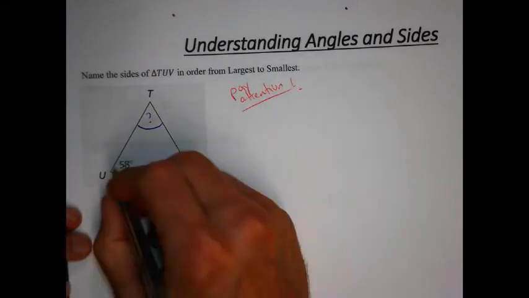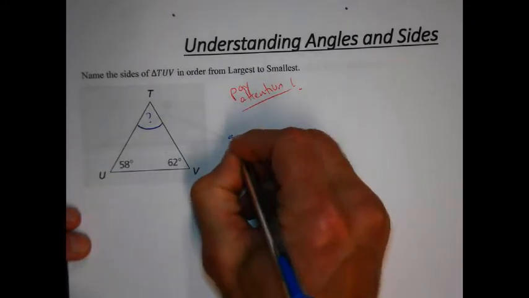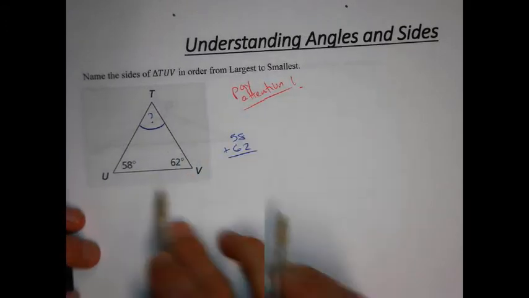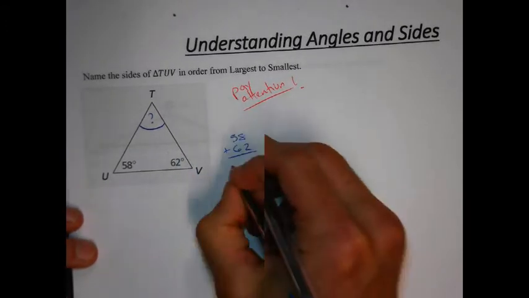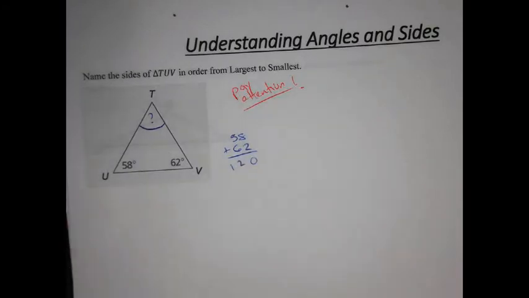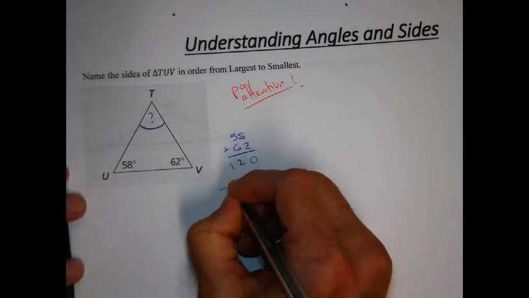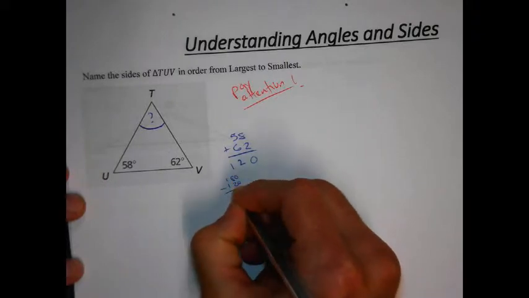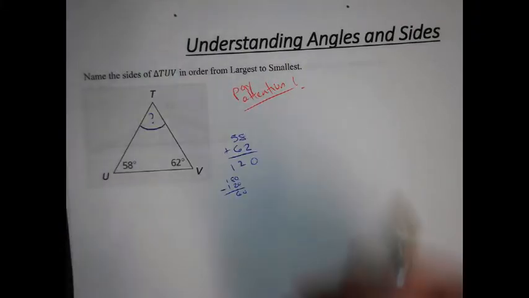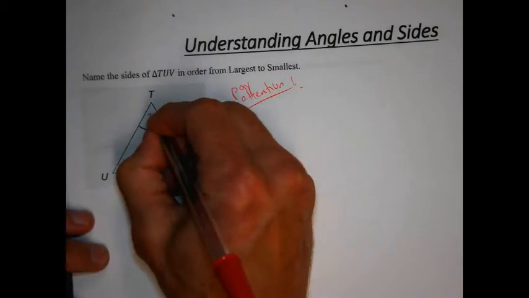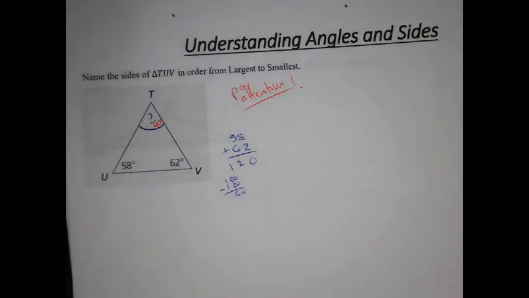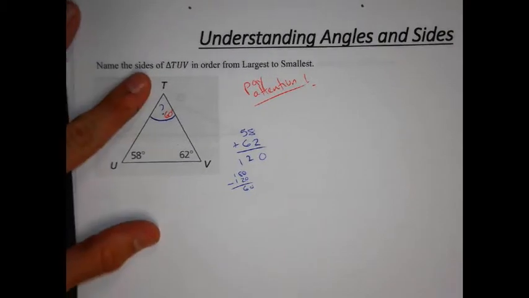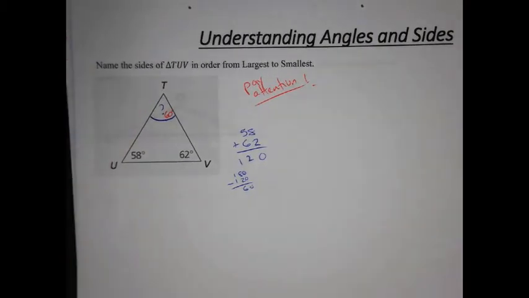Well, we have our two angles, our 58 and 62. And so if we add those together, we now have 120 degrees. So this angle must be 120 taken away from 180, right? And it would leave us with a 60-degree angle. So the angle up here is actually 60 degrees. Now we have all three angles, and now we can start putting things in order. And again, remember the notes. The largest angle is opposite the largest side. The largest side is opposite the largest angle.